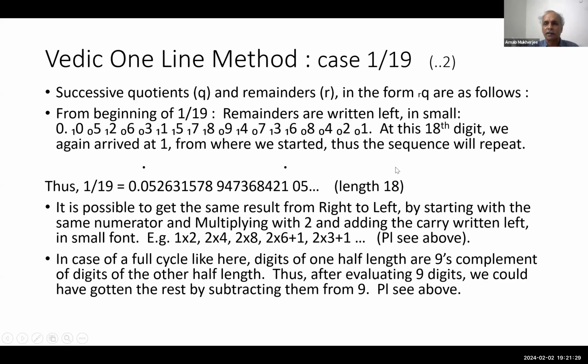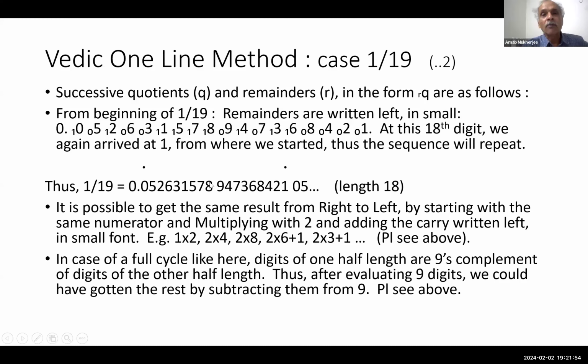Here is a full cycle. A full cycle will have a number of repeating digits equal to the denominator minus 1. Here the denominator is 19. So 19 minus 1 is 18, and there will be 18 digits repeating in case of 19.